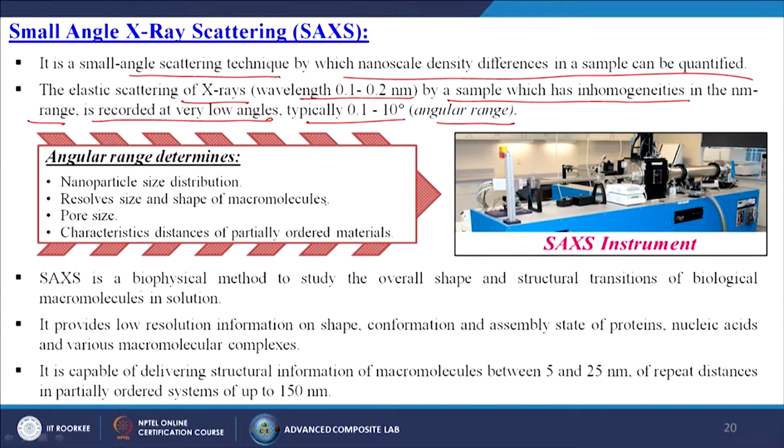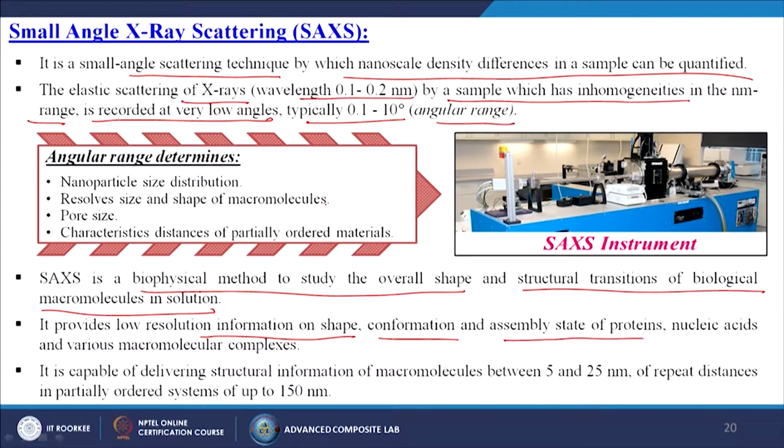SAXS is a biophysical method to study the overall shape and structural transitions of biological macromolecules in solution. It provides low resolution information on shape, conformation and assembly state of proteins, nucleic acids and various macromolecular complexes. It is capable of delivering structural information of macromolecules between 5 to 25 nanometers, and of repeat distances in partially ordered systems of up to 150 nanometers.